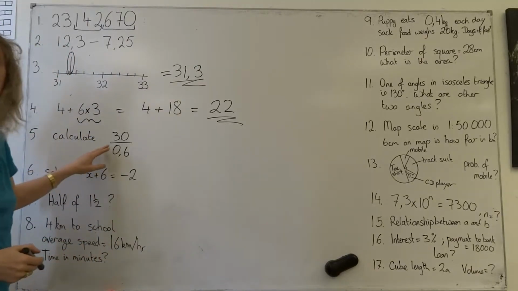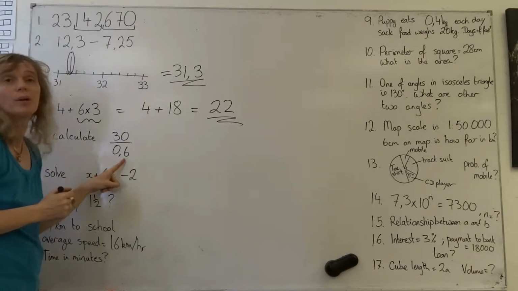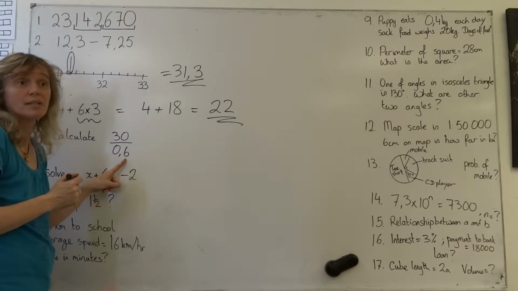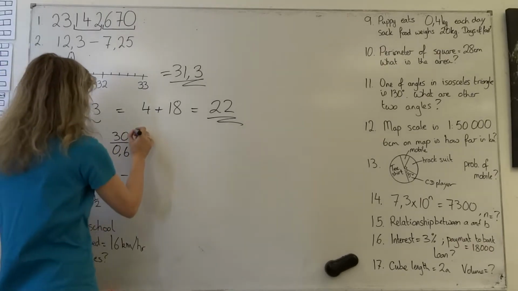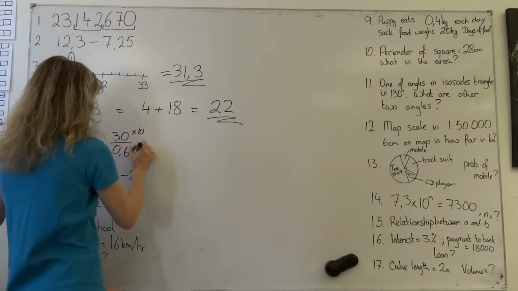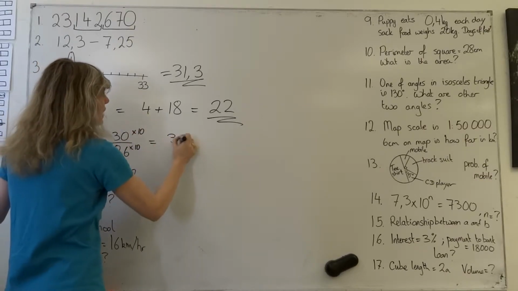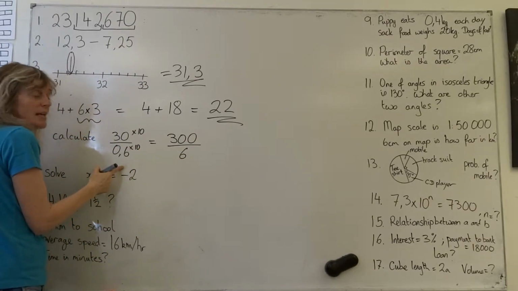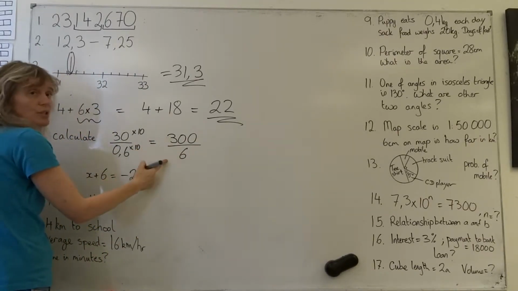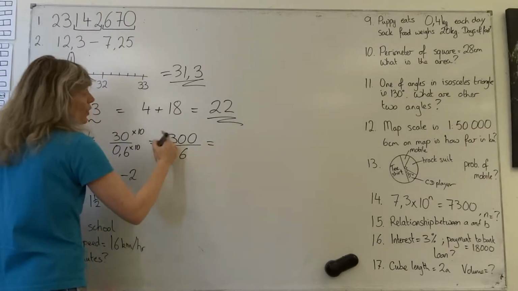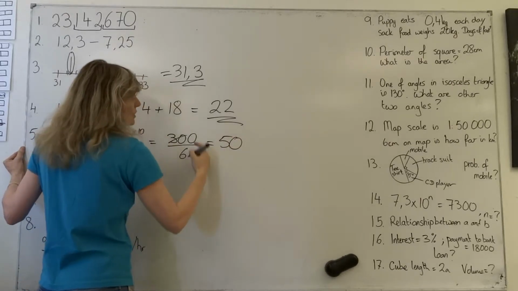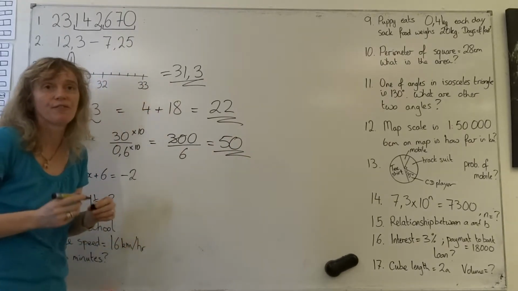Here we have calculate 30 divided by 0.6. We know we're never allowed to calculate with a decimal point in the denominator, on the bottom of the divide line. So we have to multiply top and bottom by 10, giving us 300 divided by 6. So 30 divided by 0.6 is exactly the same as 300 divided by 6. 6 is going into 30 5 times. 0 left over, 6 is into 0, 0, giving us the answer 50.